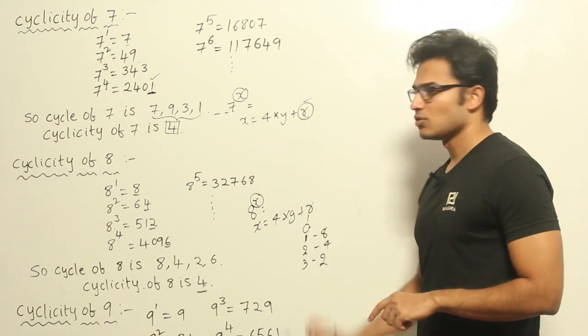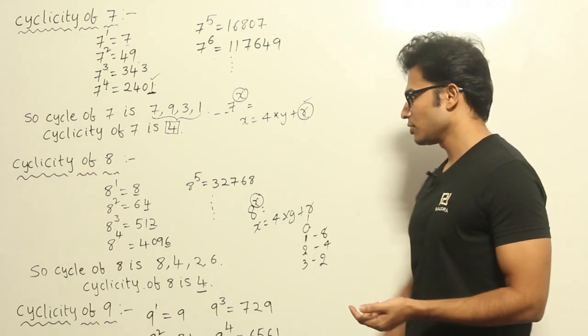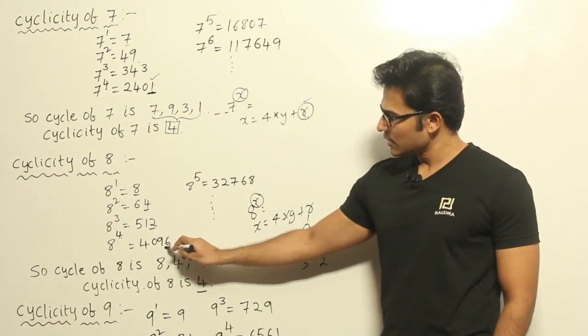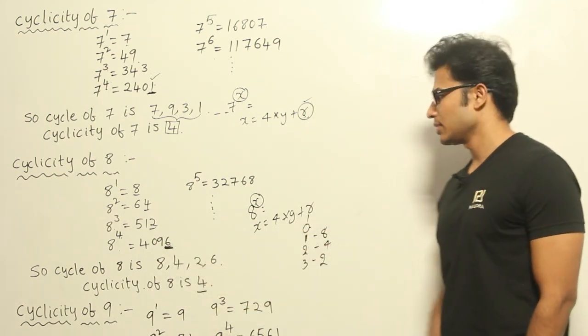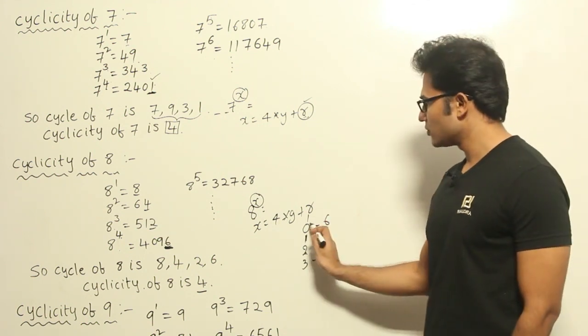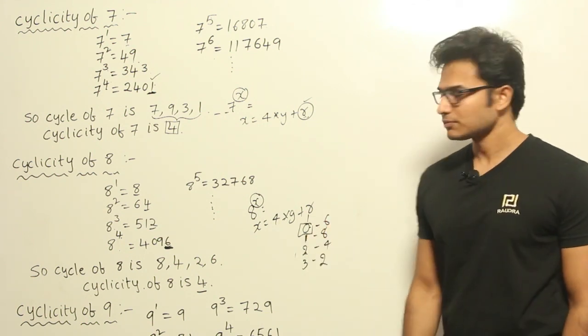But when remainder is 0, you should not directly take it as 8 power 0, you should take it as 8 power 4. Now 8 power 4 is giving us a units place 6, right? Therefore for this one units place should be 6. Just be careful with this, all other things are easy.